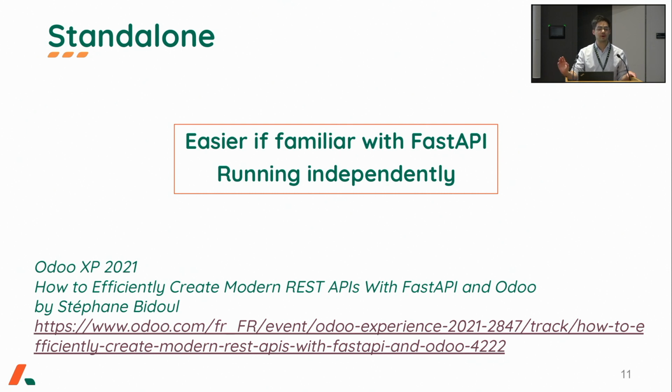This approach is easier if you are already familiar with FastAPI and don't want to bother with the new module, the new way of using FastAPI. Moreover, this approach offers the fact that you are deploying your FastAPI independently from your Odoo, and having your deployment independent of your Odoo can only be done using the standalone approach.